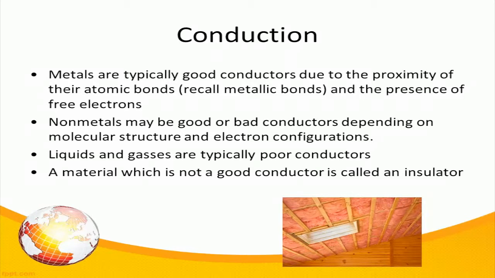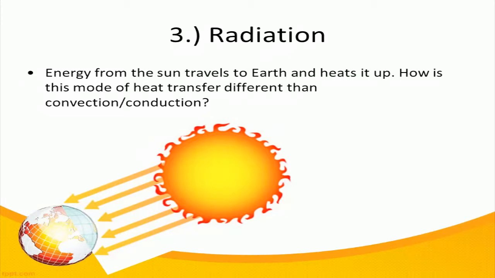or glass cup. The final mode of heat transfer is radiation. When energy from the sun travels to Earth and heats it up, the energy is said to be radiating. But how is this any different than convection or conduction? Pause the video here and try to come up with an explanation before moving on.